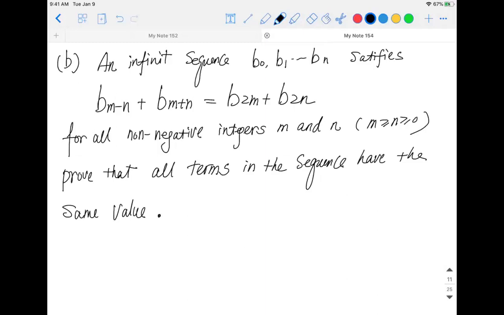I have an infinite sequence, B1 all the way to Bn, and I give you such a recurrence formula. This is for all the non-negative integers m, n. Prove that all the terms in the sequence have the same value. It means what? This is going to be a constant sequence, right? 1, 1, 1, 1, 1, 2, 2, 2, 2, 2, whatever, right? So think about it. How are we going to prove this?